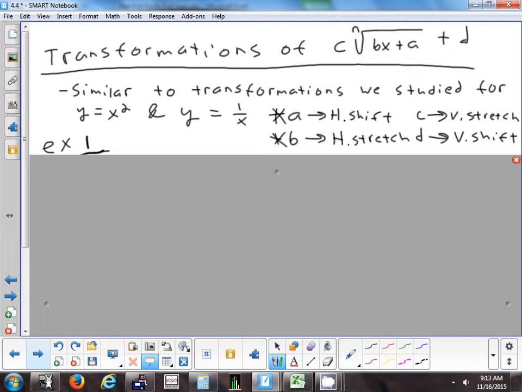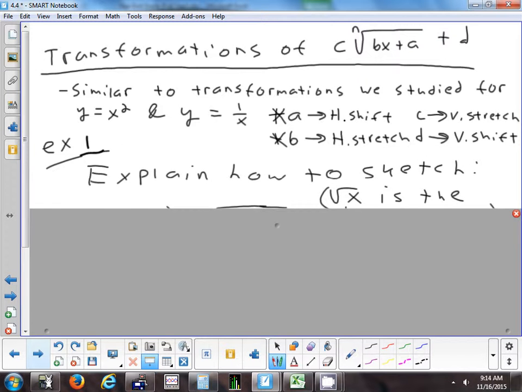Vertical does exactly what you would expect. Plus is up, minus is down. A big number for C makes it bigger. A small number for C compresses it smaller. So you just have to be careful with the horizontal stuff.